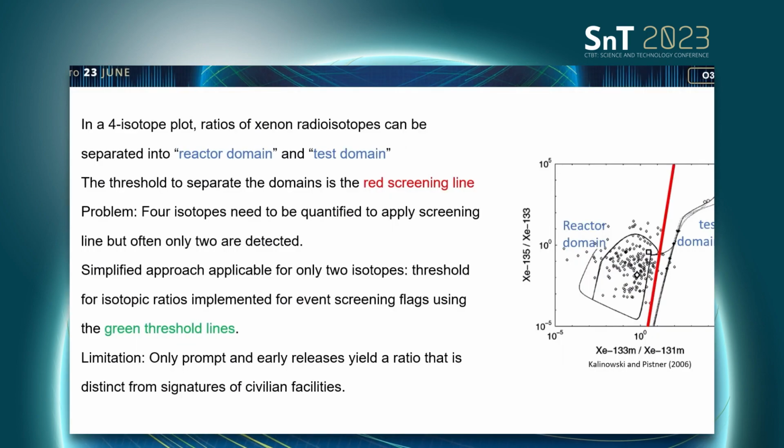As many of you will be familiar with, the chart on the right is a multi-isotope ratio chart, which shows the activities of 4 different radioxenon isotopes. It can be separated into a reactor domain and a test domain using the red screening line as a threshold. The problem here is the data can only be put on this chart if all 4 isotopes have been detected in a sample, although often only 2 are detected at a time. A simplified approach would be to use only 2 isotopic activities to calculate ratios, as shown by the 2 green lines on the chart.